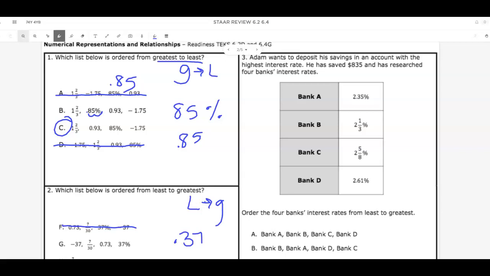He doesn't want to deposit his savings in an account with the highest interest rate. He has saved $835 and is doing research for banks' interest rates.